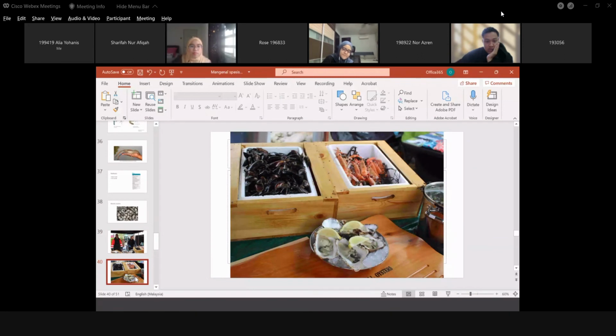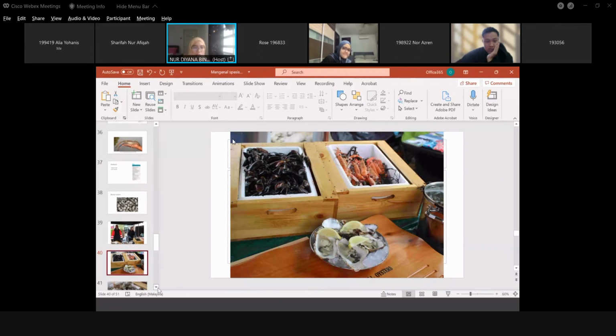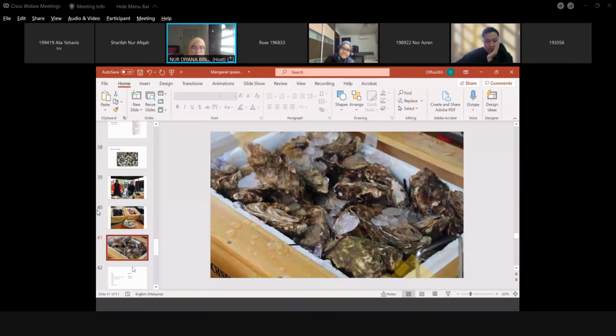Alright, these are not local lah, but I just want to share with you. They have oysters, shrimp, and also mussels. We do have oysters locally. We do have them, but I think it's a different species, and I'm not sure about the industry, but we do have it.